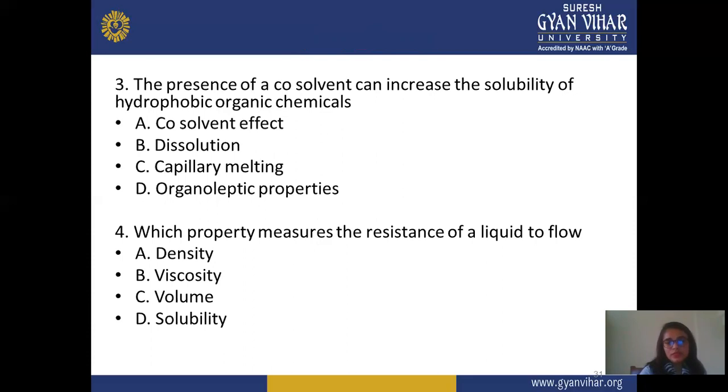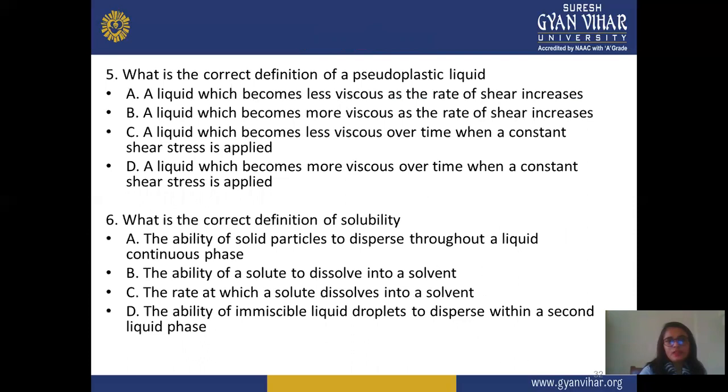Here you explain which property is the resistance to liquid flow. Next: what is the definition of a thixotropic liquid? A is a liquid which becomes less viscous as the rate of shear increases. B is a liquid which becomes more viscous as the rate of shear increases. C is a liquid which becomes less viscous over time as a constant shear stress is applied. And D is a liquid which becomes more viscous over time when a constant shear stress is applied.